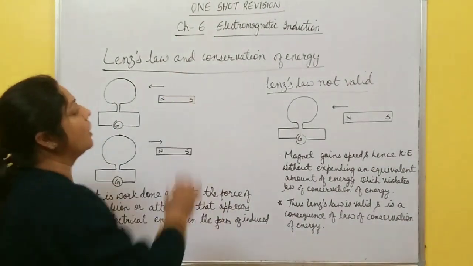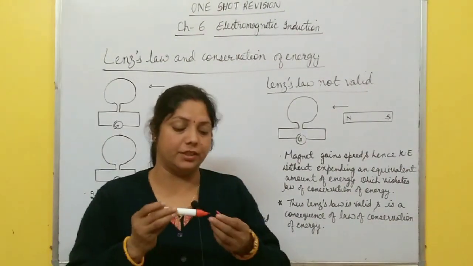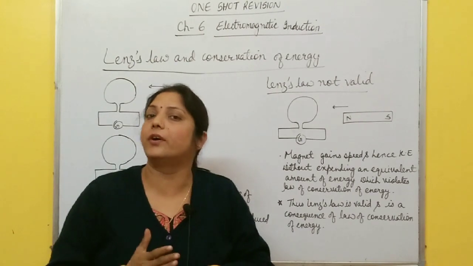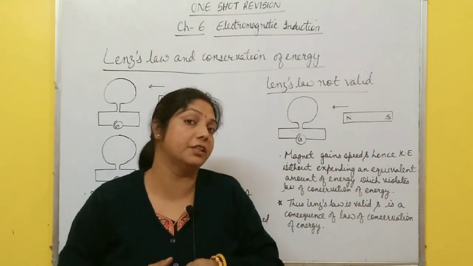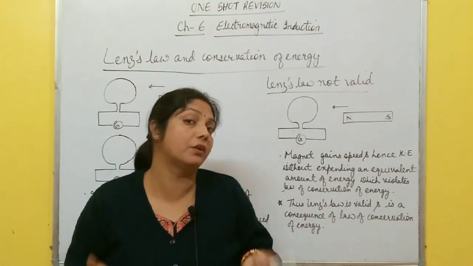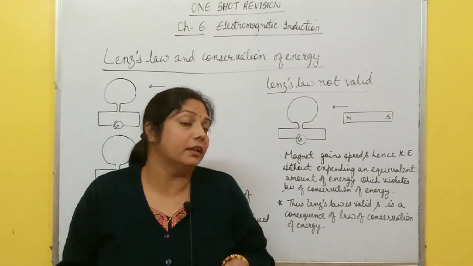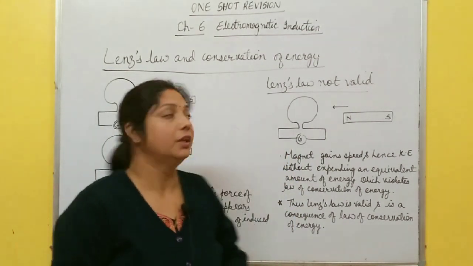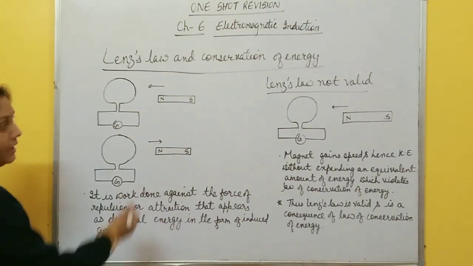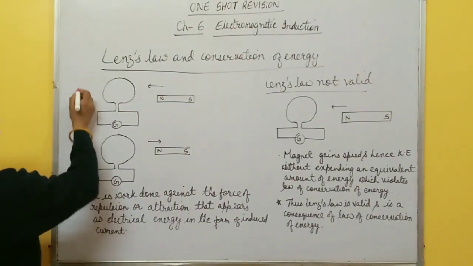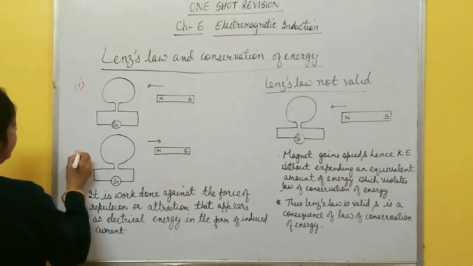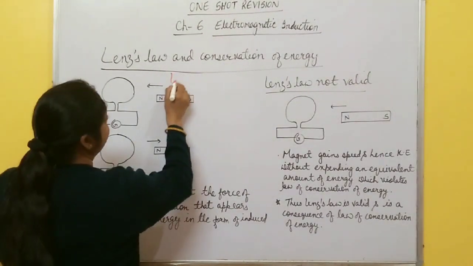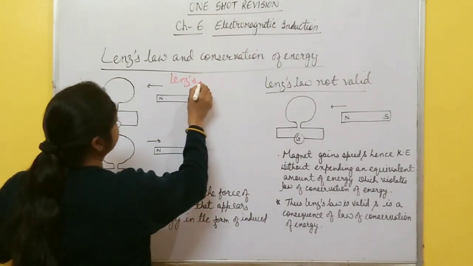Now, Lenz's law and conservation of energy. How is Lenz's law in accordance with the law of conservation of energy? What happens if Lenz's law is not valid? Whether it is in accordance with the law of conservation of energy or not. Let it be more clear with the help of these examples. Okay. Here, suppose in the first and second cases, Lenz's law is valid, right?